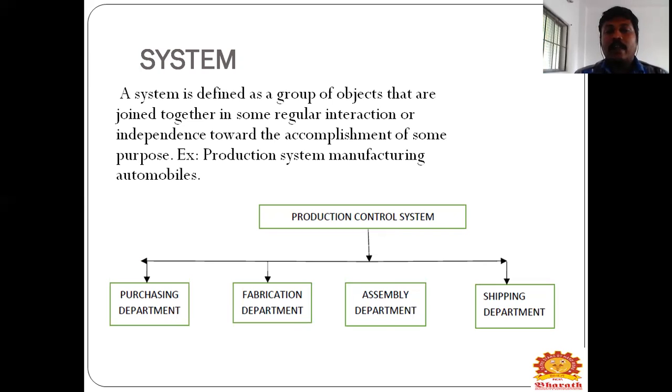In this, you have 4 types of department. One is purchasing department, fabrication department, assembly department and shipping department. These whole departments come under one thing, that is a production control system. And this is how a system is defined. A system is a group of objects which are connected in one group. It is called a system.